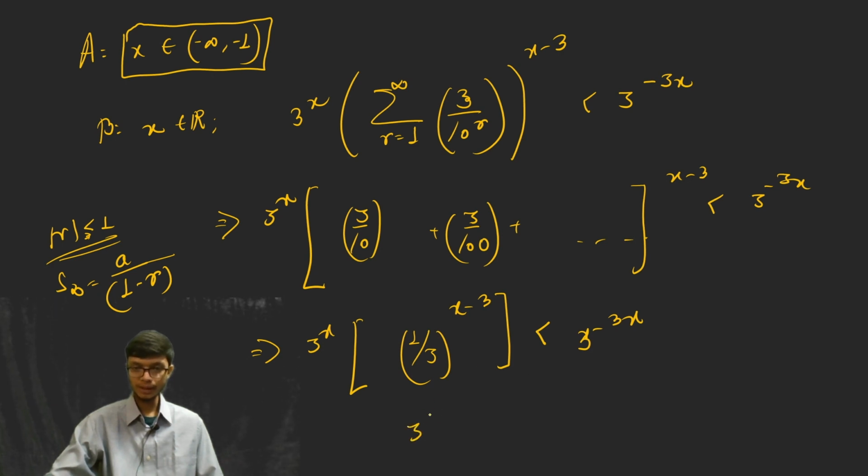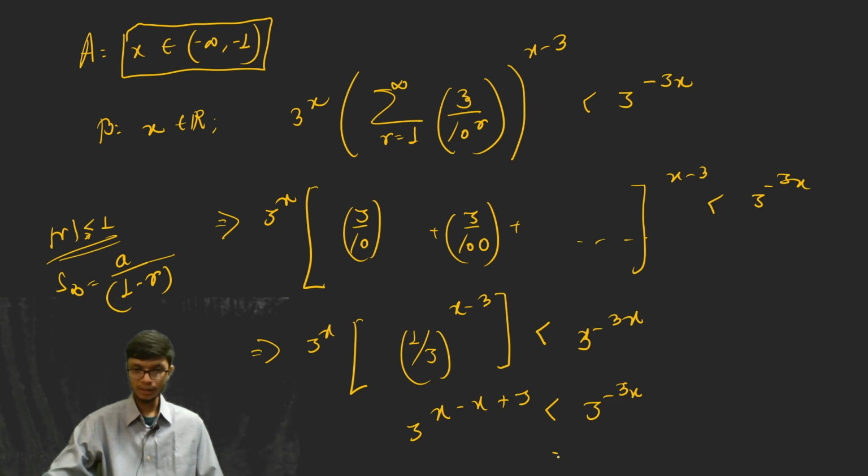Okay, that is basically x minus, so if you consider 3 in the numerator part, that is 3 to the power minus x plus 3, so x minus 3 plus of 3. I hope I'm doing it correctly. So this will be basically plus 3 and it is less than 3 to the power minus 3x.